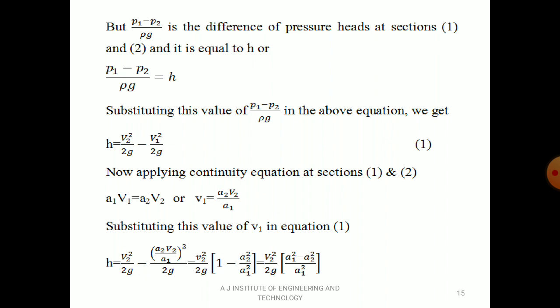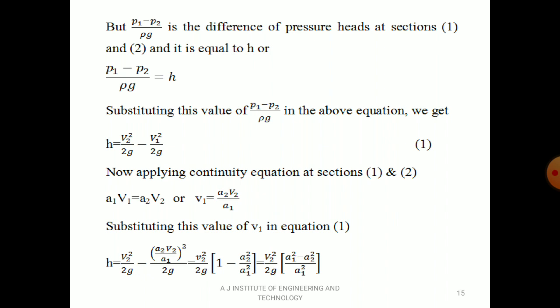So you can take V2 square divided by 2g common. What is the remaining term? That is 1 minus A2 square divided by A1 square. Taking LCM, it becomes A1 square minus A2 square divided by A1 square. So H equal to V2 square divided by 2g into A1 square minus A2 square divided by A1 square.